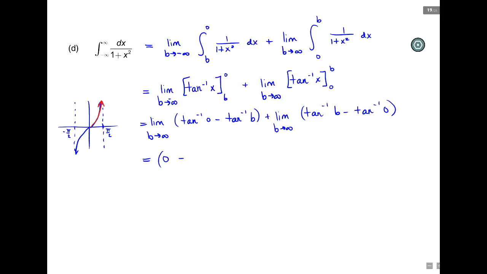sorry, this is negative infinity. I keep forgetting. Negative infinity. Let me go back. So actually negative infinity this way is getting closer and closer to negative pi over 2. Sorry, I forgot my negative sign there. So that means over here, as b approaches infinity, we're approaching pi over 2. And then this is going to be minus 0. So we get pi over 2 plus pi over 2. So our answer is pi.